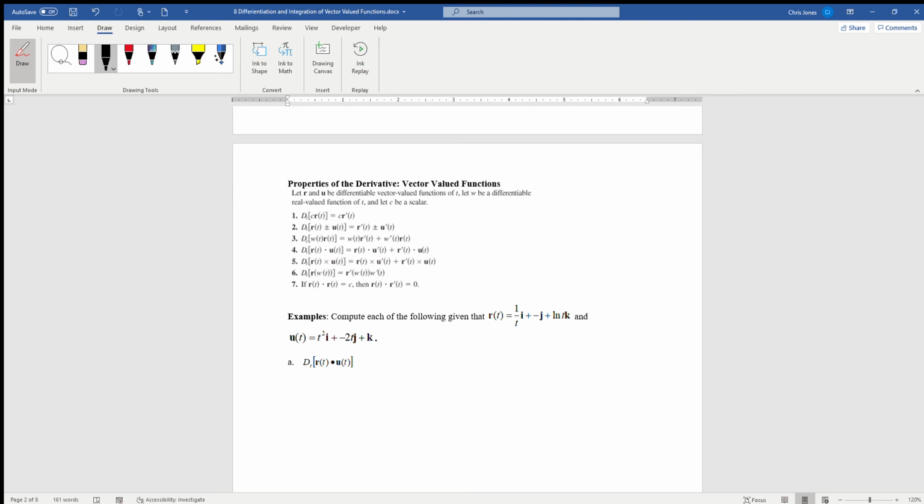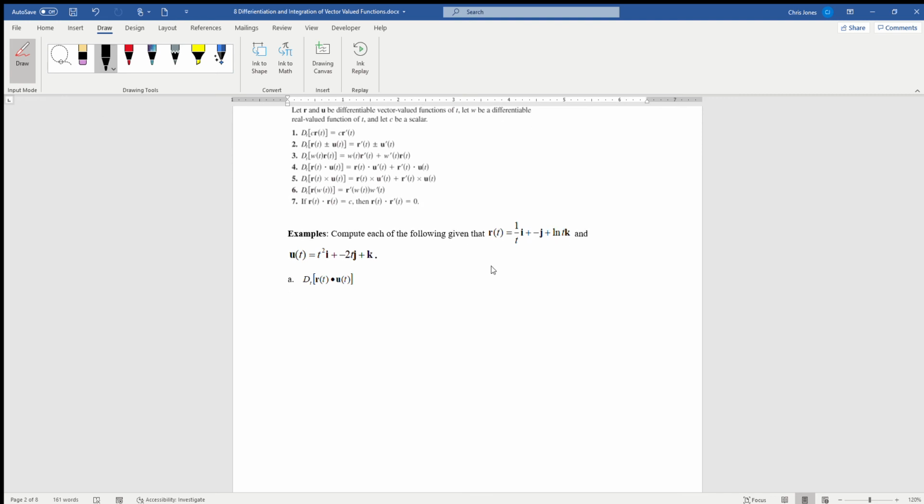There's a chain rule. You wouldn't be surprised that if you have a function inside of a function, you just find the derivative of that. We just saw that. And then finally, if the dot product of two functions is equal to a constant, then r of t dot r prime of t is 0. All right, so let's go through and evaluate some of these. Let's define r as 1 over t i plus negative j plus ln t k, and u is t squared i minus 2t j plus k.